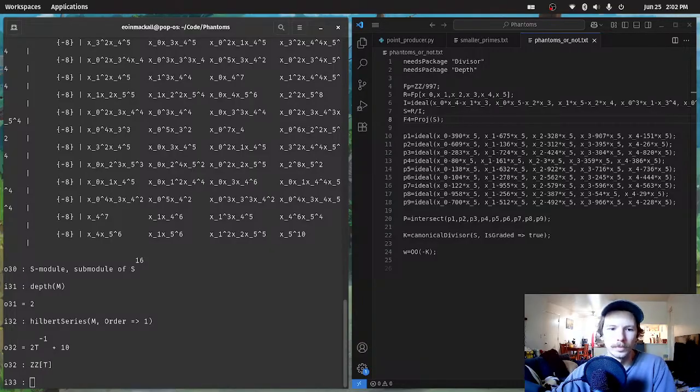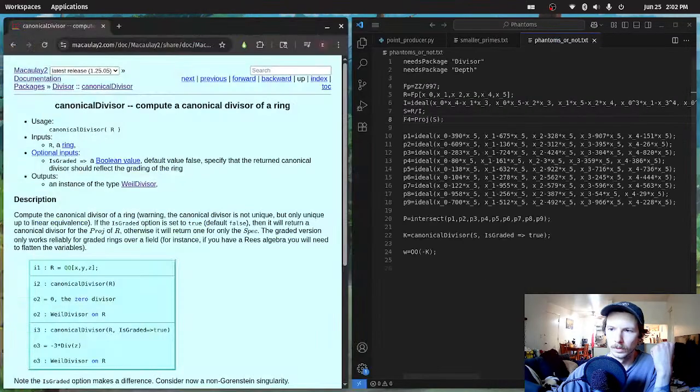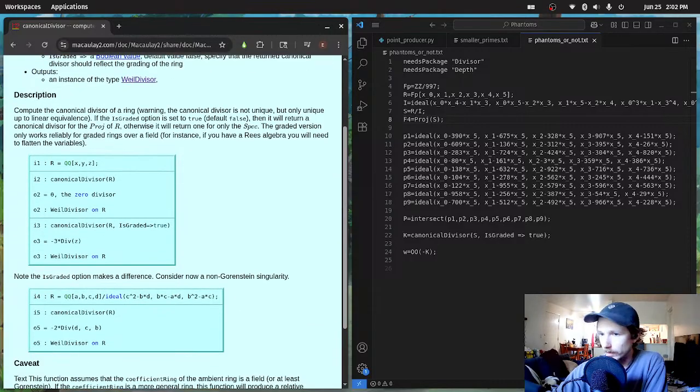So I can pull up the source for the canonical divisor, right? So we input a ring, we can say that it's graded, and it's going to compute the canonical divisor of the ring. Warning, the canonical divisor is not unique, but only unique up to linear equivalence. Somehow we're getting something that doesn't even seem to be true. If the is graded option is set to true, then it's going to return a canonical divisor for the proj of this ring. Right, and we're making sure to specify that. The graded version only works reliably for graded rings over a field, which we are in the situation of.